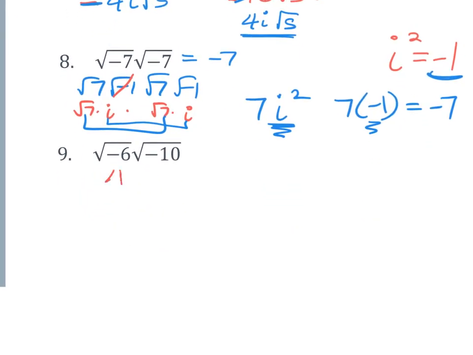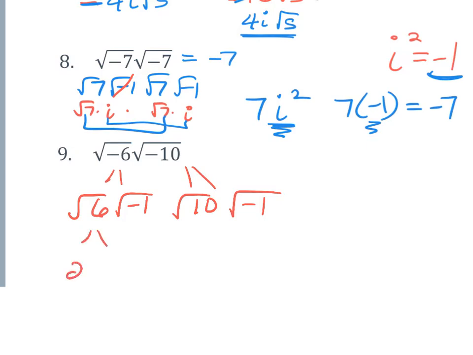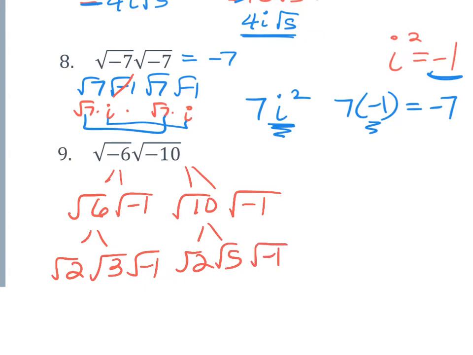I need to break this down into 6 times -1 and 10 times -1. Now, I can do this two ways. I could actually factor this, or I could multiply it and then factor it. So let's just go ahead and break the 6 down. 2 times 3, I have the -1. 2 times 5, and I have the -1. So now I've got a pair of 2's, and that just comes out as a 2.